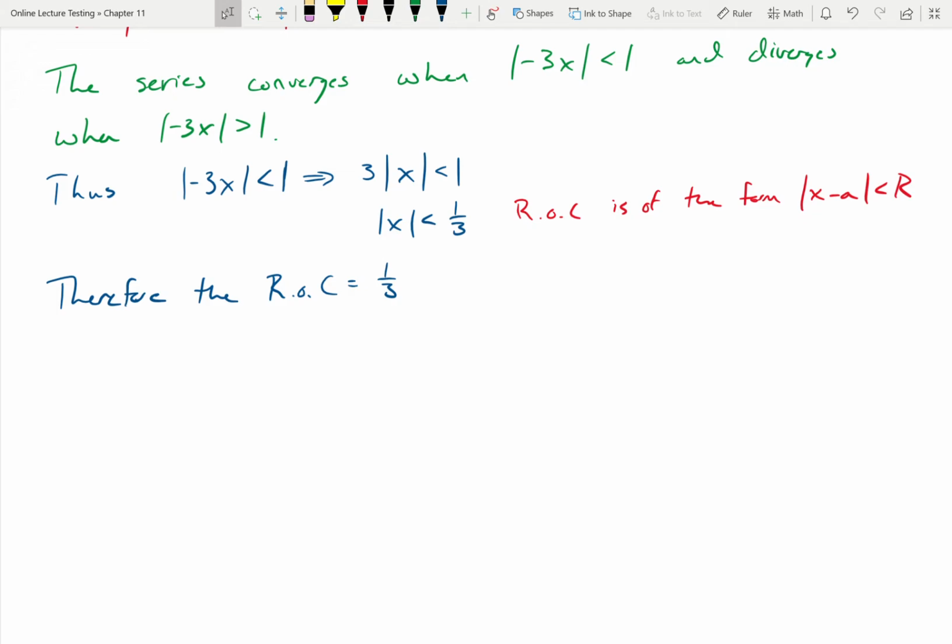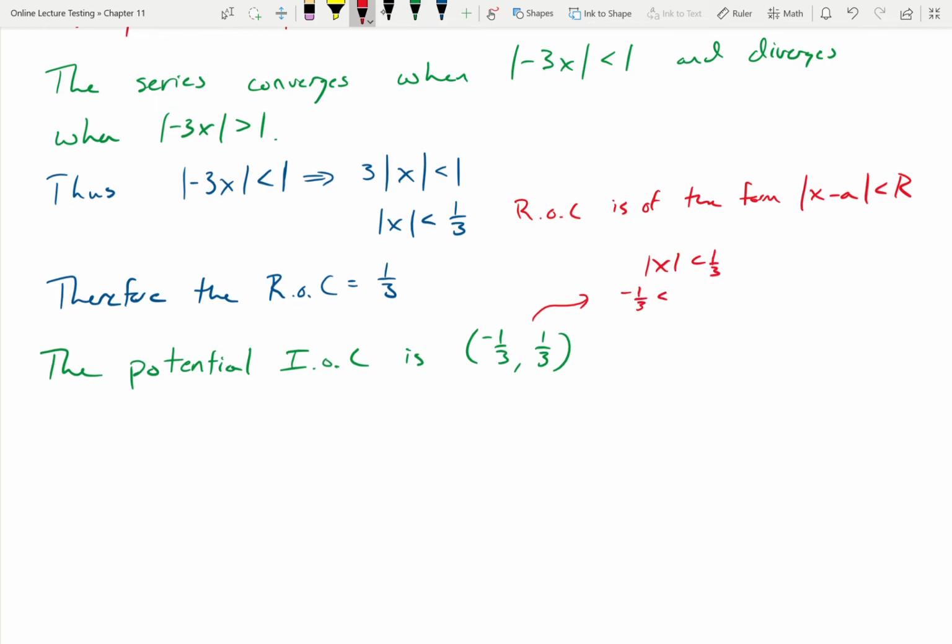Now we need to figure out, what is the interval of convergence? The potential, and the reason I say potential here is because it could include the endpoints, so I'm not excluding those out. We know the potential interval of convergence is negative 1/3 to 1/3. And again, this is coming from the absolute value of x being less than 1/3. We get negative 1/3 is less than x, which is less than 1/3. So that's where this is coming from. I'm just showing you where this potential interval of convergence comes from.